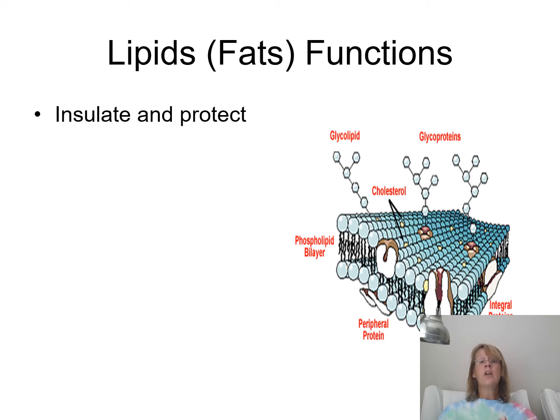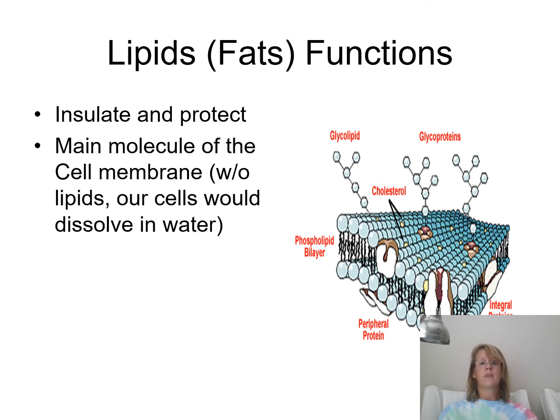Like I mentioned, we all have a layer of fat under our body. That layer of fat helps insulate us, it helps keep us warm, and it also helps protect our organs. And like I mentioned, it is the main molecule of the cell membrane. We are going to have a unit just on the plasma membrane, the cell membrane, and how it works, because it by itself is so important. And we're going to talk about all these different parts.